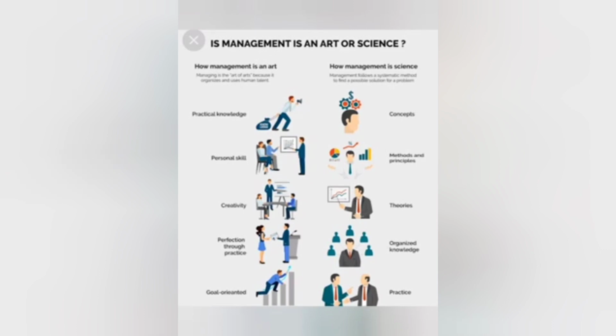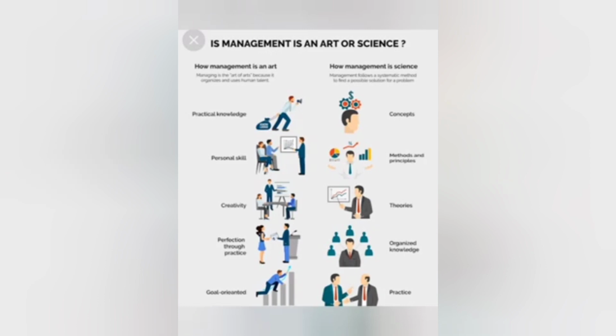So management needs a certain kind of personal skill, and the manager should be creative. That is why creativity is the origin of art. So management also has a certain kind of creativity, and perfection comes through practice. Once we do something, we make mistakes, but we learn from the mistakes and try to perfect ourselves, and it is goal oriented. That is why management is an art of a kind.